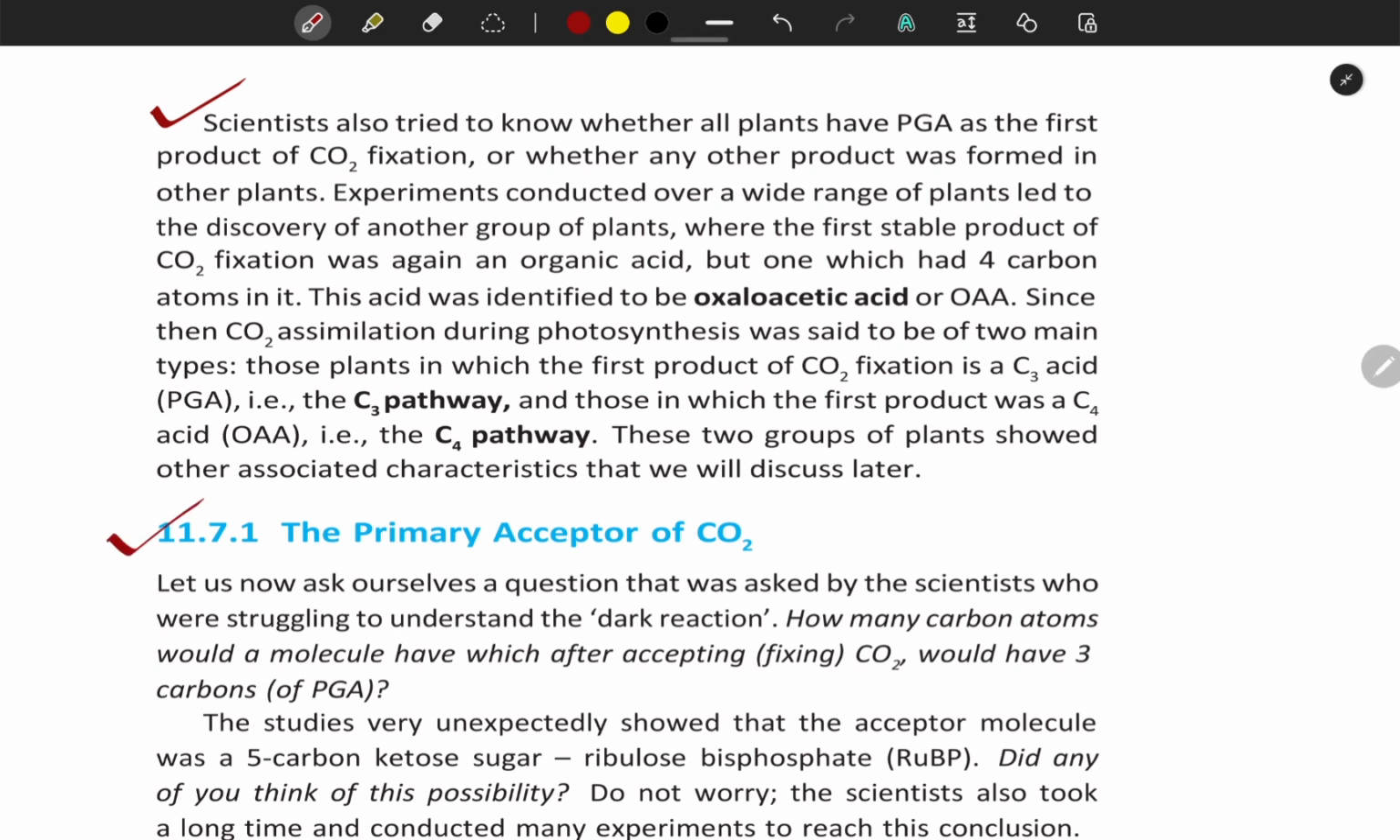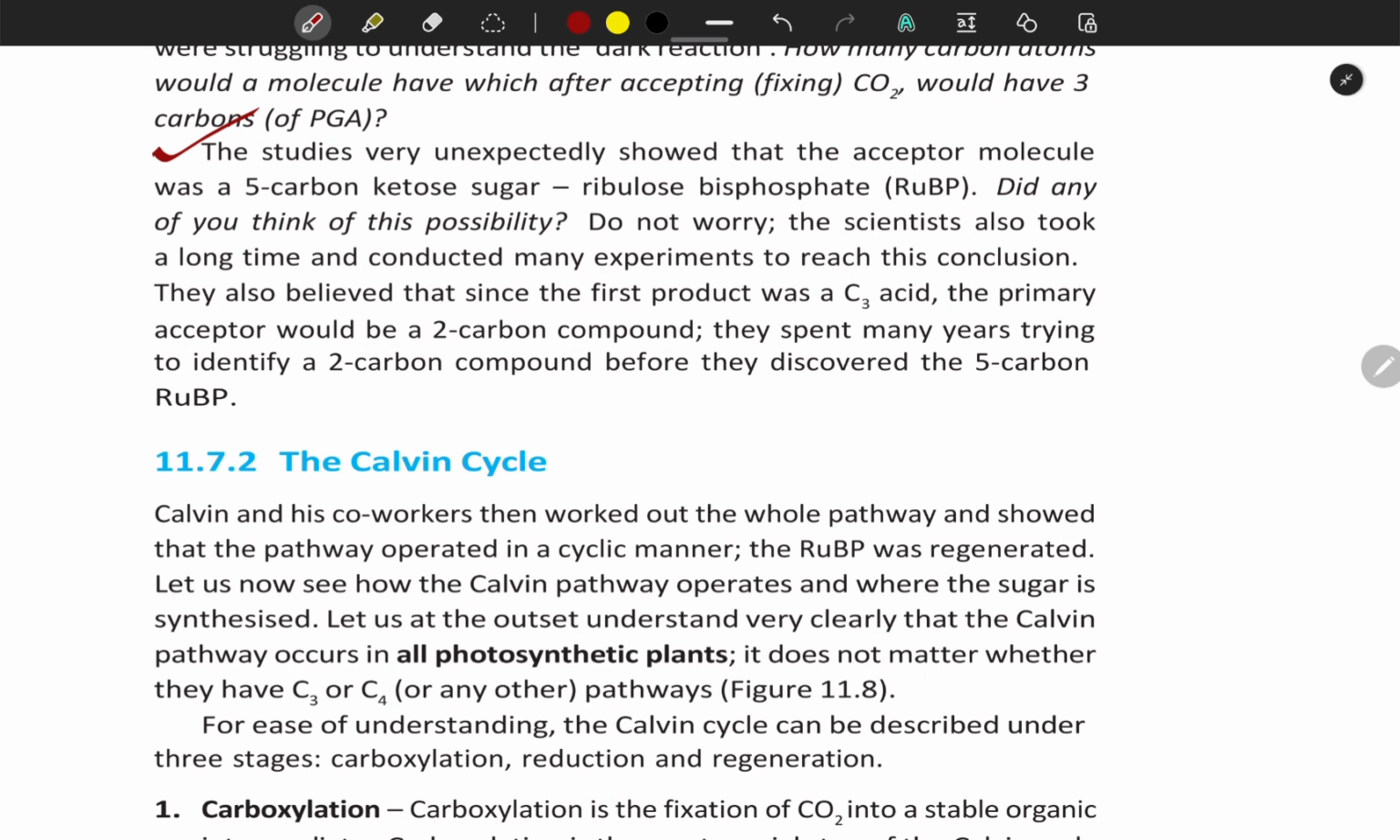11.7.1 The primary acceptor of CO2. Let us now ask ourselves a question that was asked by the scientists who were struggling to understand the dark reaction. How many carbon atoms would a molecule have which, after accepting, fixing CO2, would give the 3 carbons of PGA? The studies very unexpectedly showed that the acceptor molecule was a 5-carbon ketose sugar, ribulose bisphosphate, that is RuBP.